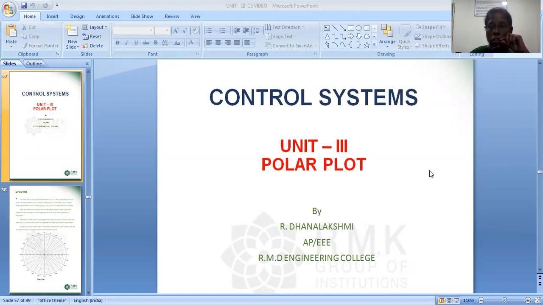So in this session, I would like to discuss the polar plot. We'll see how to do the polar plot, and from that how to get the gain margin and phase margin from the polar plot.